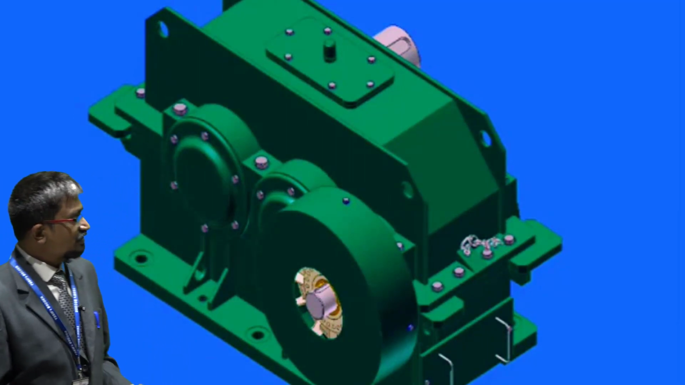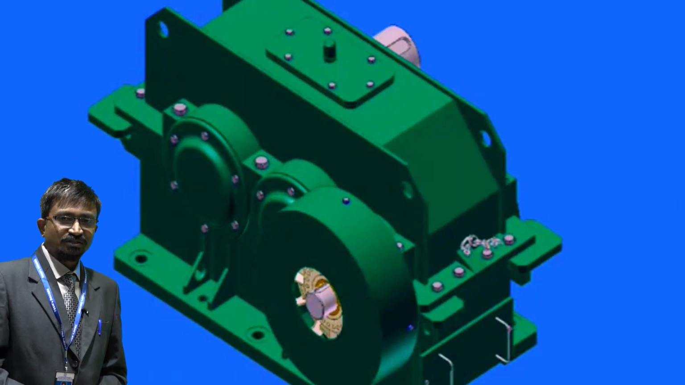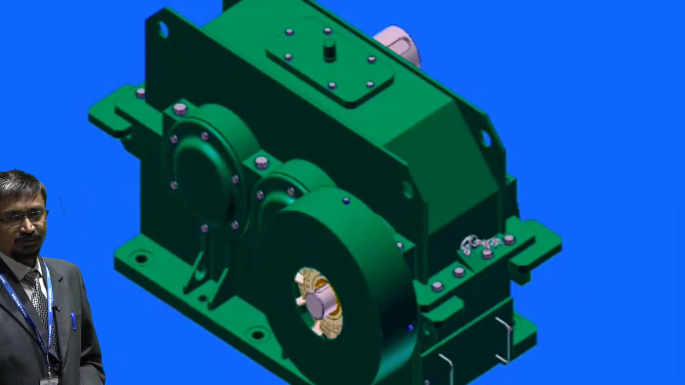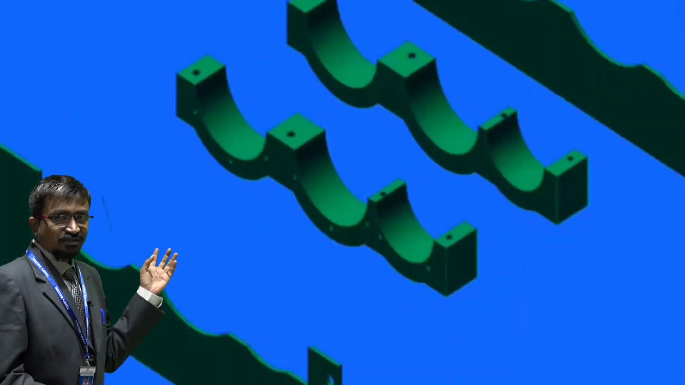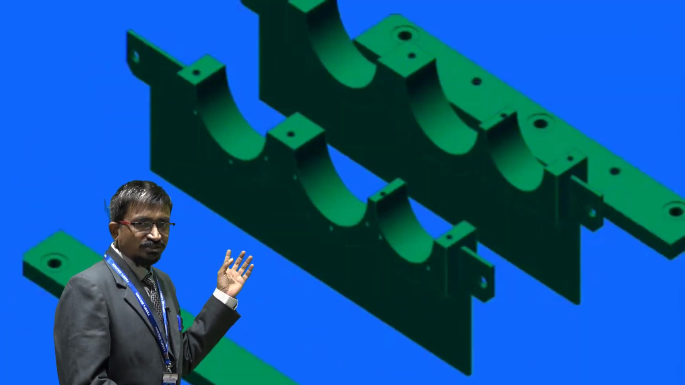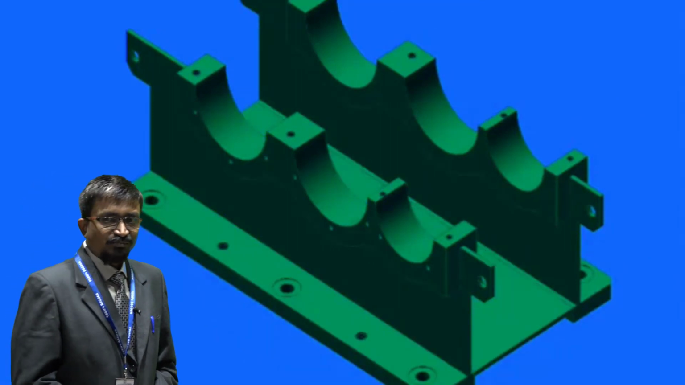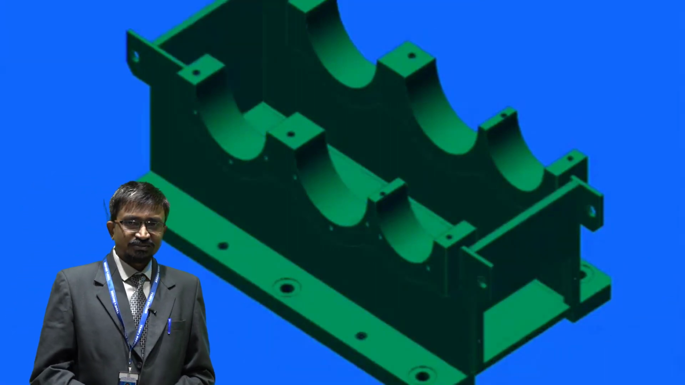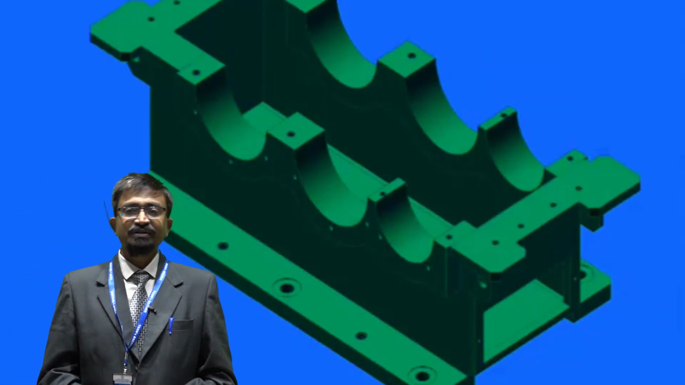We have considered in this case a two-stage gearbox. It consists of a housing, gear elements, shafts, keys, bearings, bearing caps, etc. As we can see, housing in this case is a split housing and is divided into two parts. Housing is used to accommodate the mechanical components. It provides mechanical support to the moving parts and protects the internal components from outside environment.